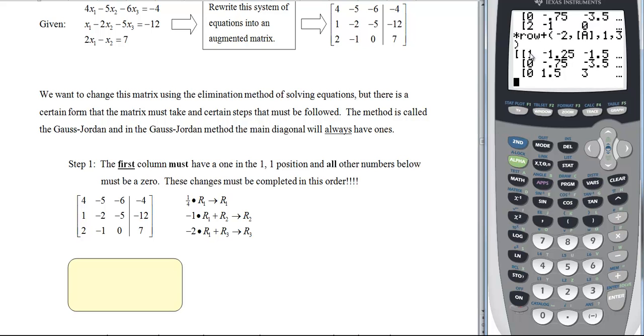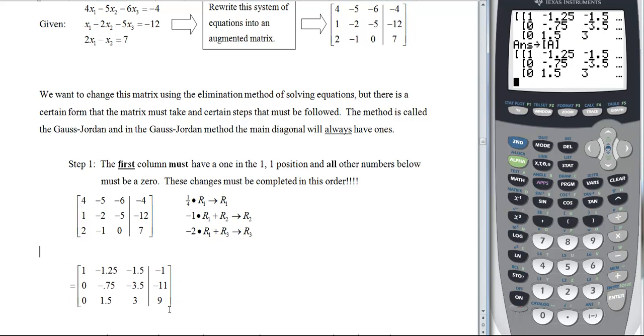There's my 1 and the rest is 0. So let me store this before I forget. Okay. So there's my matrix.